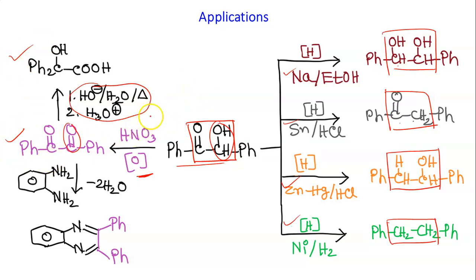Okay, synthetically, if we see from synthetic point of view, starting from this benzoin we can make benzyl, and once we have made benzyl, we can also make benzilic acid by rearrangement. And benzyl, when it reacts with this diamine compound, there will be formation of this type of ring. Okay, so these are the applications.